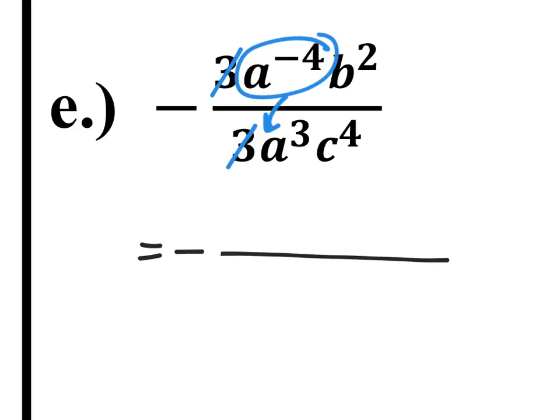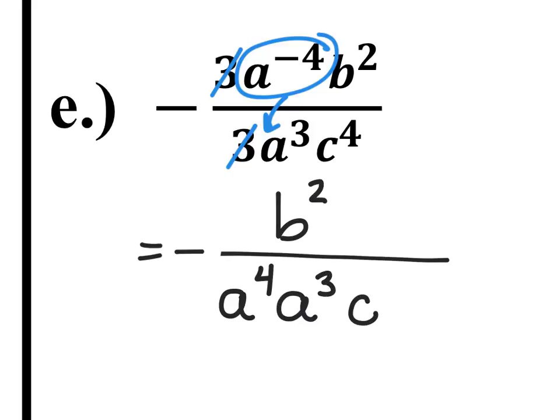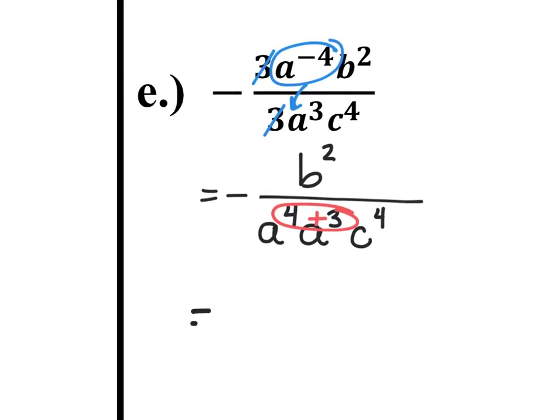So a to the negative fourth is no longer on the top. B to the second is. But on the bottom, you have now a to the positive 4, a to the third, and c to the fourth. What do I do when I have the same base and multiplication? So you're going to add these two exponents up. So the final answer would be negative b squared over a to the seventh, c to the fourth.